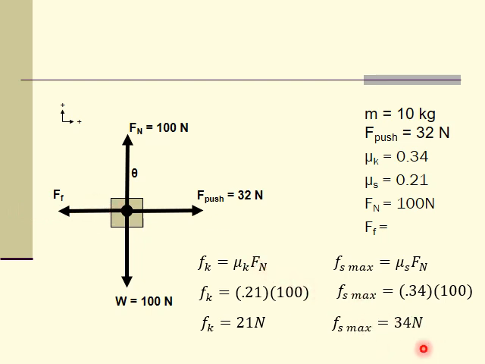This just tells me if it's static or not. Now I know it's static. The answer is just 32 newtons. That's my answer, which is interesting. It's neither this calculation nor this calculation. That throws a lot of students for a loop.